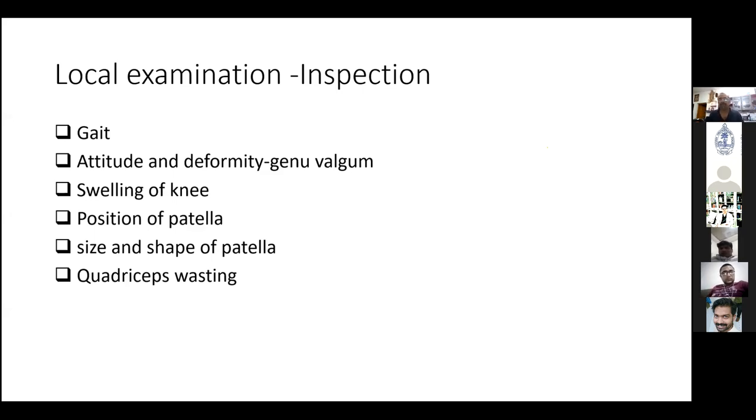When you look at the patella, usually we look at the knee at 20 to 30 degrees of flexion. You sit on the couch and keep the knee on your thigh, or you sit on the side and put the patient's knee over your thigh region, around 20 to 30 degrees. At that time you look at the position of the patella, whether it is coming into the trochlear region or whether it is at a higher level. That's the easiest way in inspection. Then you look at the size and shape and also look for quadriceps wasting.